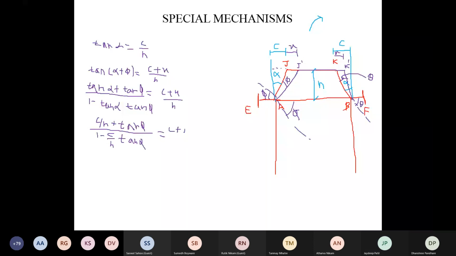Now I have to do the cross multiplication here. Tell me the next step, what will you get here? If you see the left hand side, there is C by H plus tan phi, means you have to write down C plus H tan phi, divided by H minus C tan phi. H gets cancelled here. Next you have to do the cross multiplication. H से left hand side को multiply करना है, and you have to take down H minus C tan phi into C plus X.